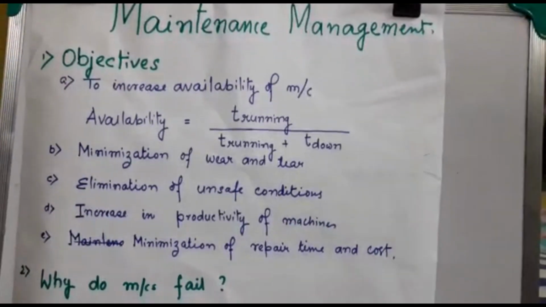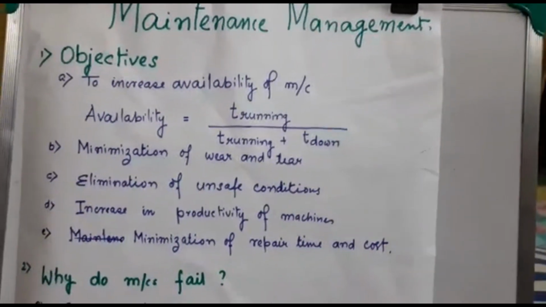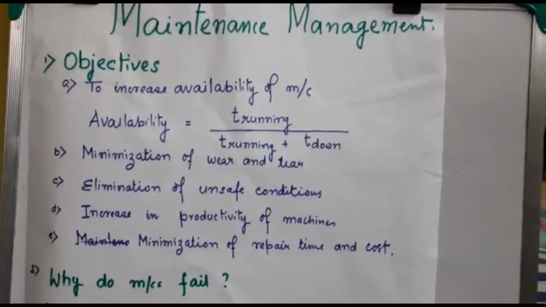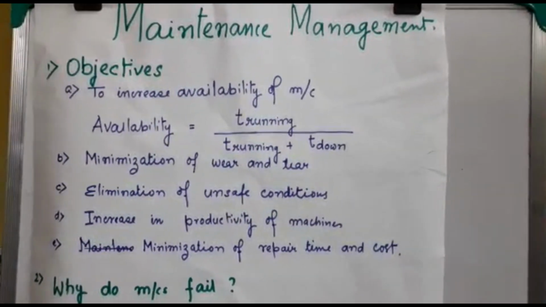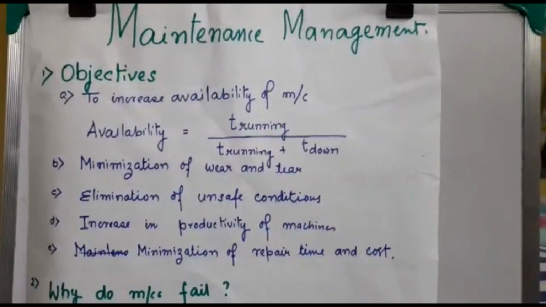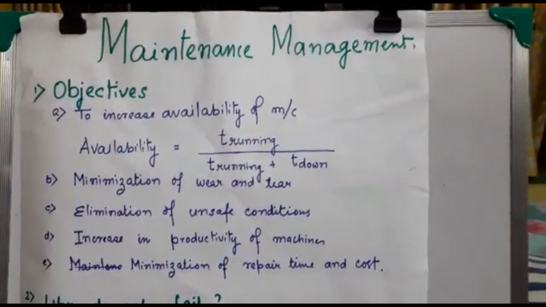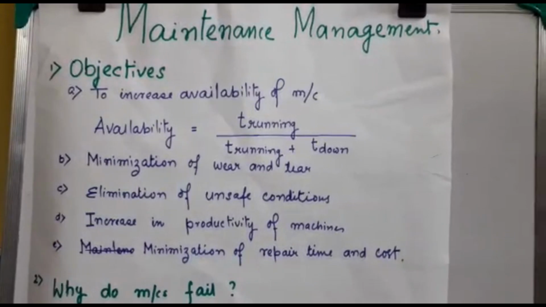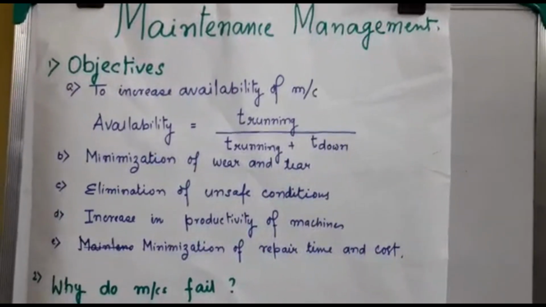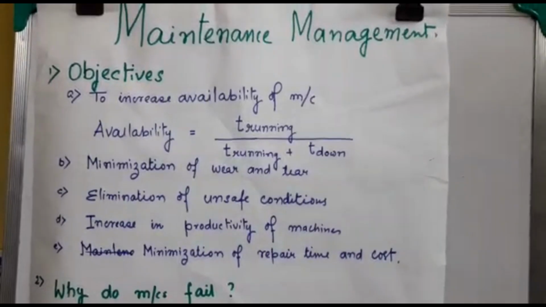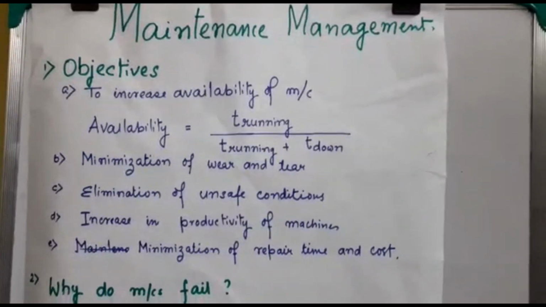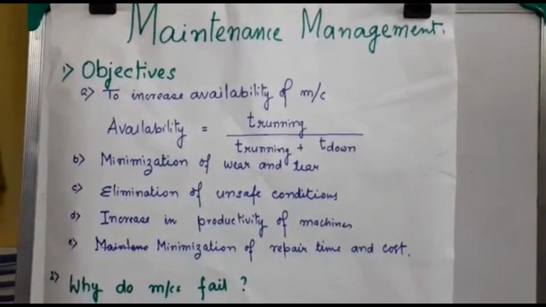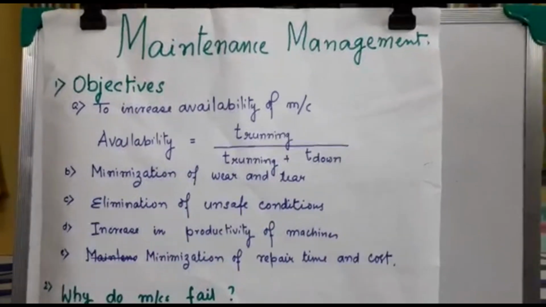So, for example, suppose in an 8-hour shift, for simplicity, we have taken that 1 hour is the rest time. So the machine is working for 7 hours. If we consider 30 days in a month, then 30 into 7, 210 hours the machine is supposed to work. That is the machine's normal operating time, right? So T running should be 210 hours. But out of which, suppose the machine is not available for production, going down for maintenance, for 21 hours.